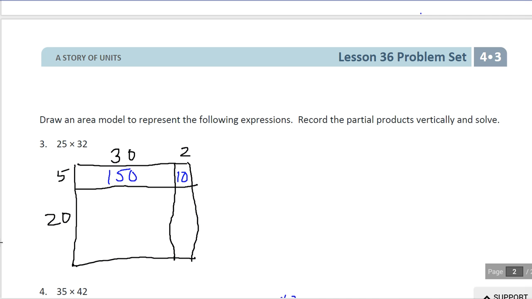And then we could do the 20 or 2 tens times 2, which is 4 tens. And what's 4 tens? You got it, 40. And then the last one here, we have 3 tens times 2 tens, which is 6, not 6 tens, 6 hundreds. You got it, 600. Well, what does that look like with partial products?